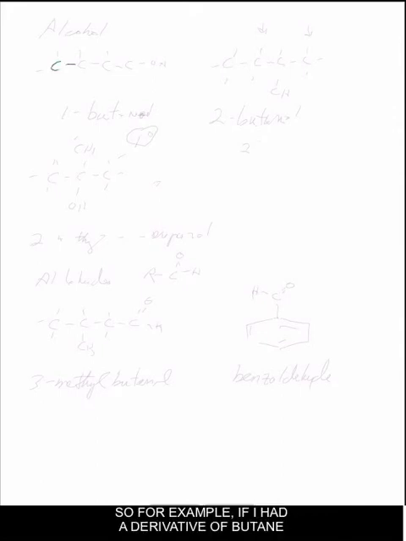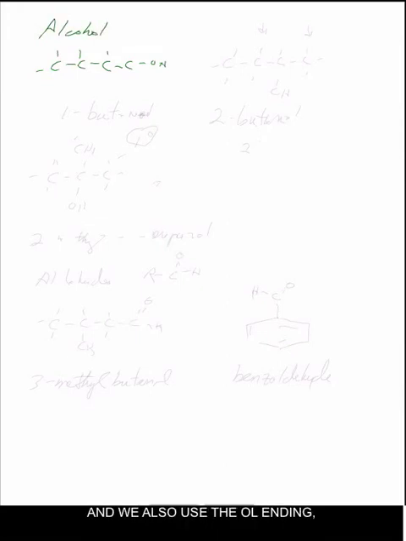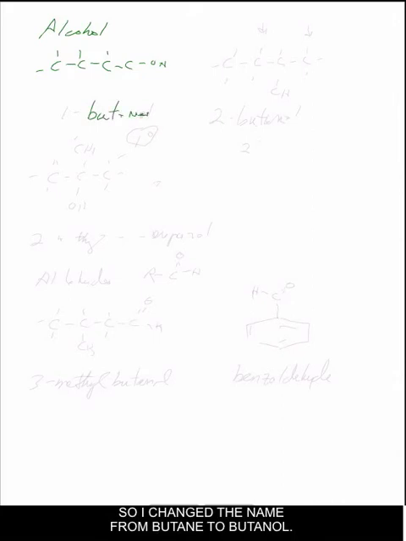So for example, if I had a derivative of butane that had an OH group on it, these are referred to as alcohols, and we always use the OL ending, so I changed the name from butane to butanol. It's butanol, and since the alcohol is on the first carbon, if I'm numbering it right to left, and that would give me the lowest number, I call this 1-butanol.